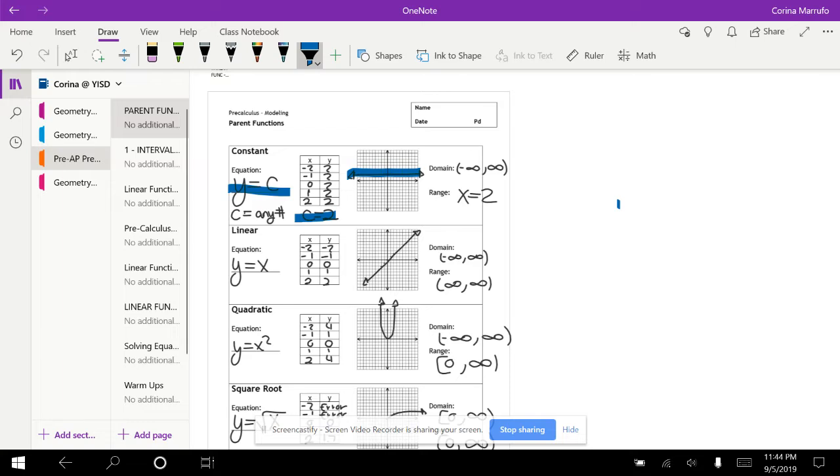So your domain is going to go from negative infinity to positive infinity, and then your y value is only going to be one number because it is constant. Okay, and then there's a little table just to match up with your values. Your linear function, which I know you guys are most familiar with, is y equal to x. Now the slopes do vary and your y-intercept varies, but the most basic linear function is the y equal to x line. And your domain is going to be all real numbers, and so is your range.